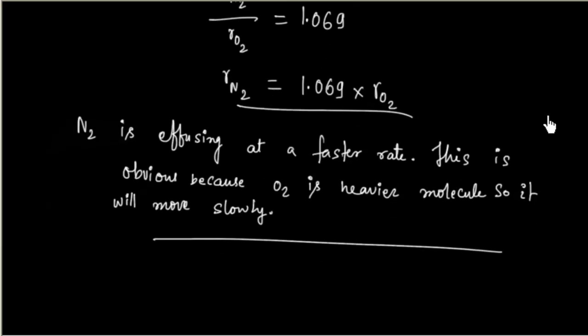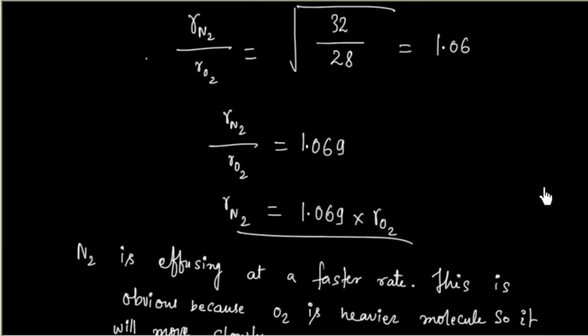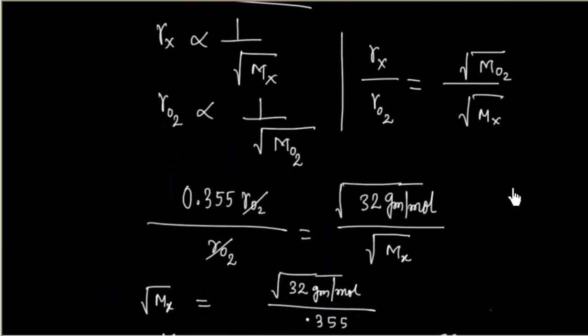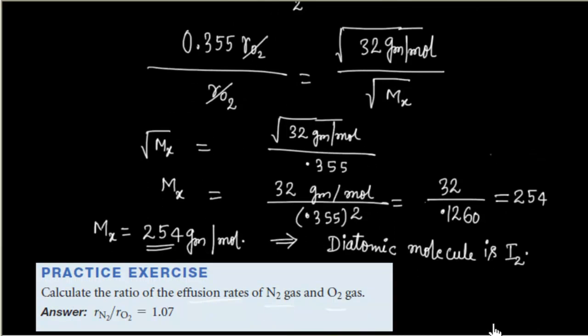So this is about effusion. In the case of effusion, the rate is basically proportional to 1 by the square root of molecular mass. Only thing is, sometimes we have to calculate the molecular weight, and sometimes we have to calculate the rate of effusion.